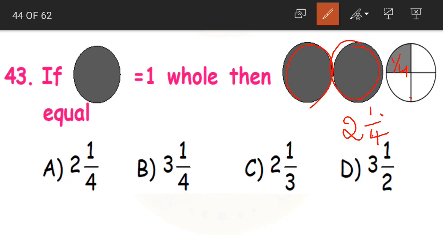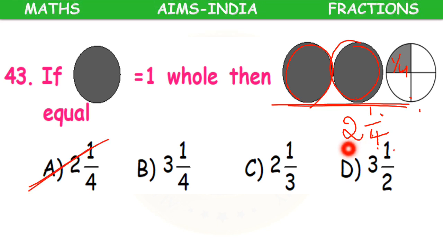So 2 1 by 4. This diagram is nothing but our 2 1 by 4, and it is our mixed fraction. Yes, 2 1 by 4 is a mixed number.